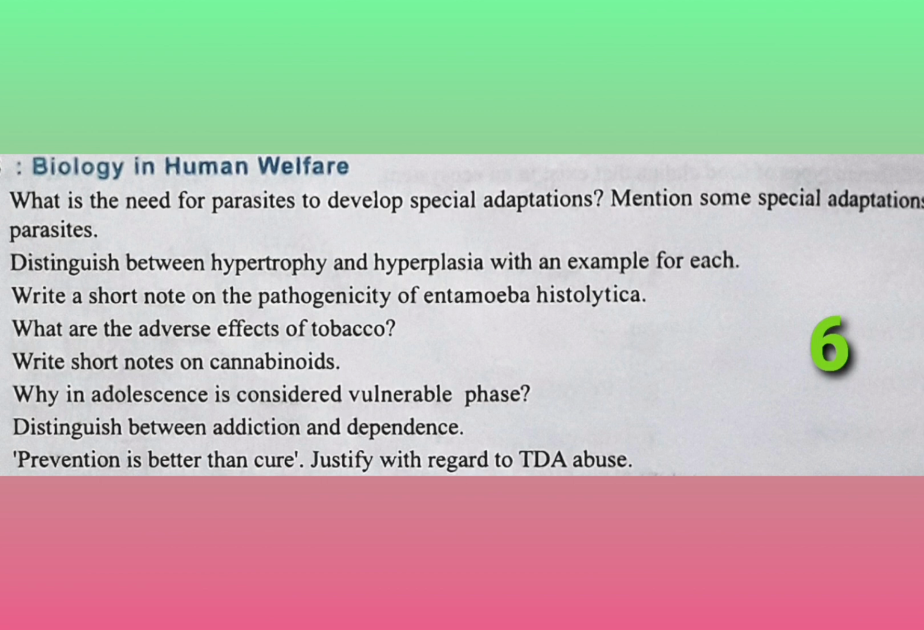What are the adverse effects of tobacco? Last year also they asked the same question. Write short notes on cannabinoids. Why is adolescence considered a vulnerable phase? Distinguish between addiction and dependence. Prevention is better than cure. Justify with regard to drug abuse. Okay students, so these are the important expected questions.